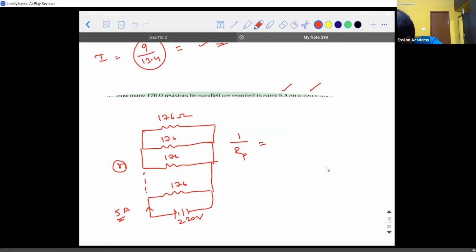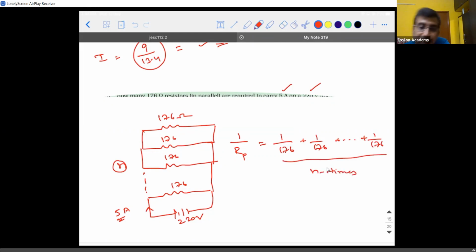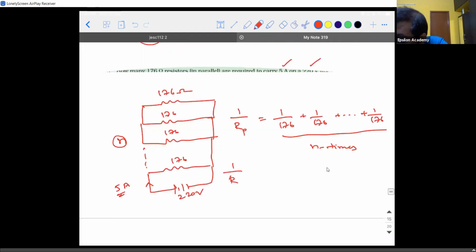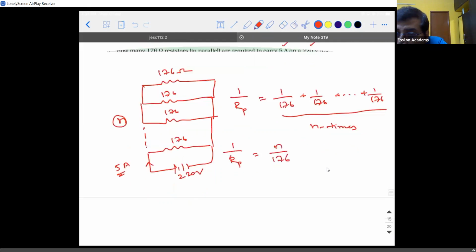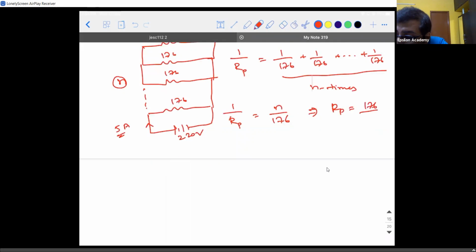1 by Rp will be 1 by 176 plus 1 by 176 plus so on, till how many times? 1 by 176, all this put together n times. So 1 by Rp will be equal to n divided by 176. Then what is the value of Rp? It is 176 divided by n. Let me call this as 1.